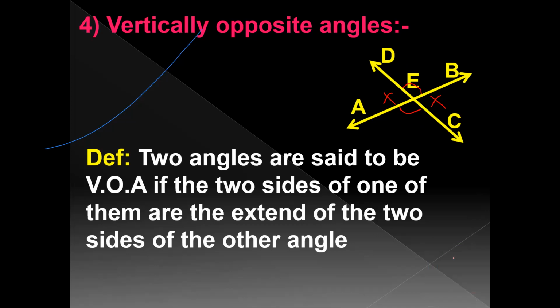The two angles are said to be vertically opposite angles, denoted by VOA, if the two sides of one of them are extensions of the two sides of the other angle. Again, two straight lines intersect, which means each pair of vertically opposite angles is equal in measure. So this angle will be equal to this angle, and angle DEB will be equal in measure to angle AEC.